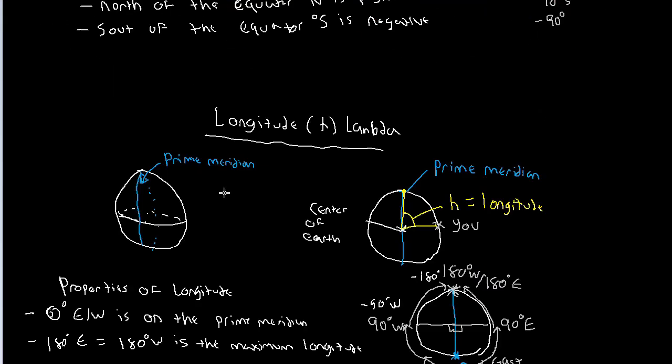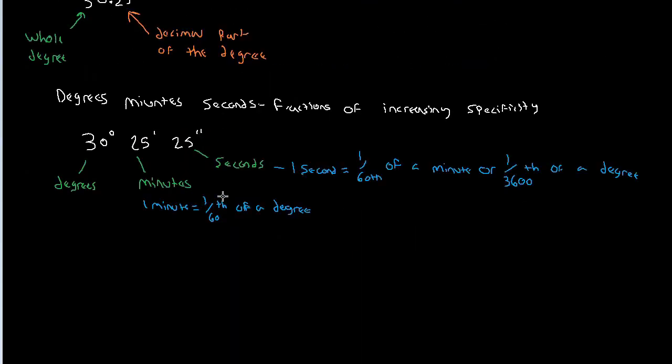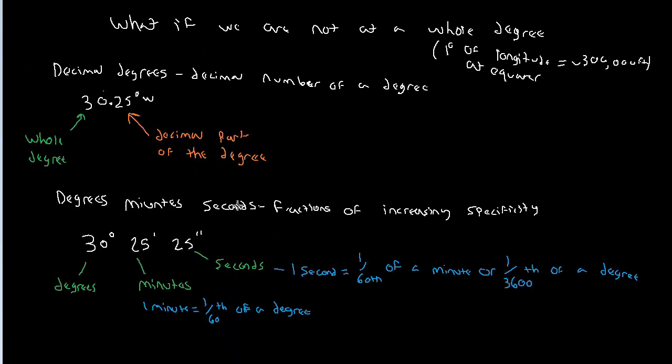So let's go ahead and just recap with the degrees, minutes, seconds, and decimal degrees. With decimal degrees, we have the whole part of the degree, and then we have some decimal portion that we went in addition. So again, in this example, 30.25 degrees west means we went 30 degrees west, and then we went an additional 0.25 degrees west.